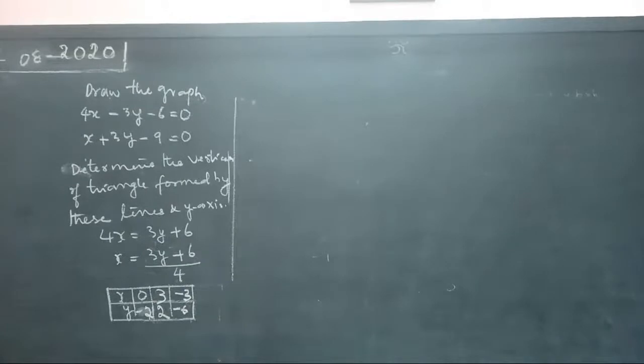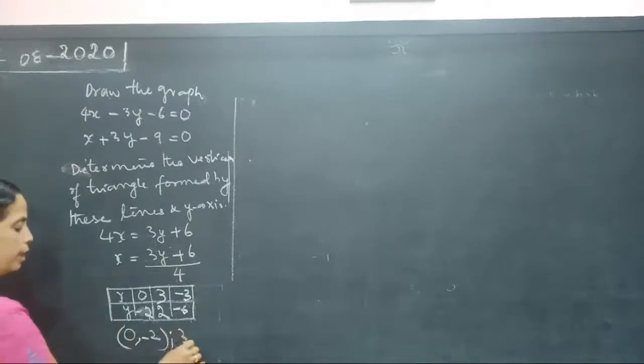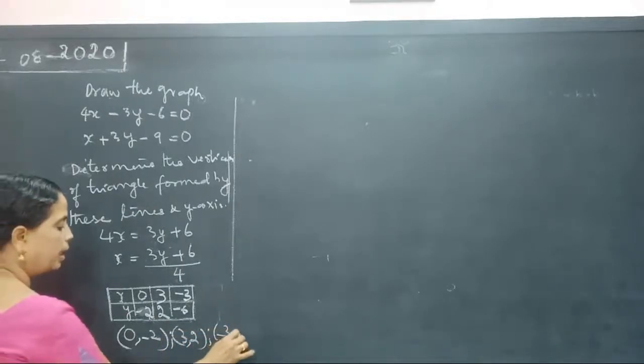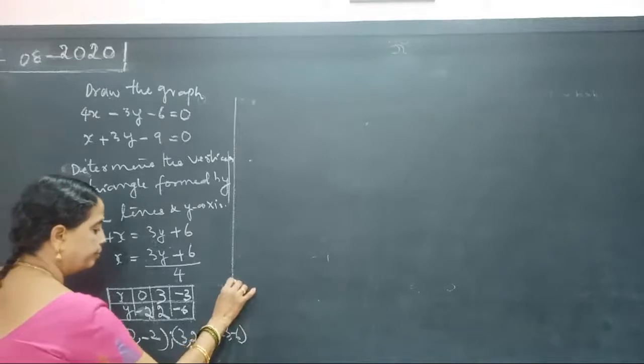6 3s are 18. Minus 18 plus 6 is minus 12. Minus 12 divided by 4 is minus 3. The ordered pair is 0, minus 2. 3, 2 and minus 3, minus 6.